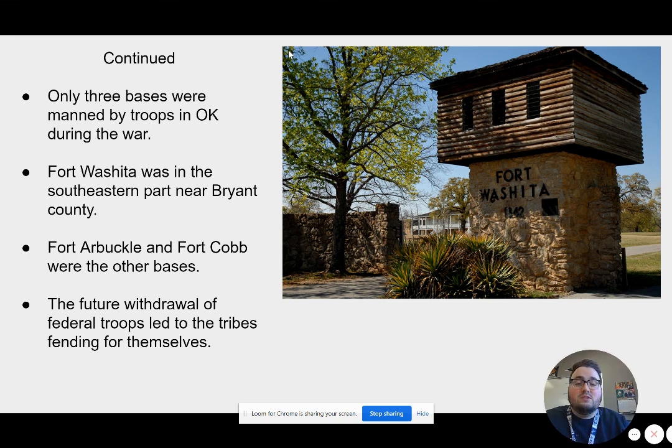Once the Confederates strike deals with the Native American tribes, Fort Washita and eventually Fort Arbuckle and Fort Gibson were also withdrawn from. So eventually they fall into Confederate hands.